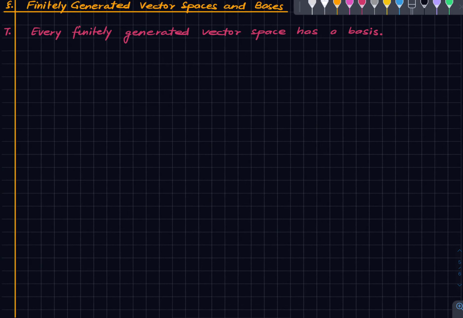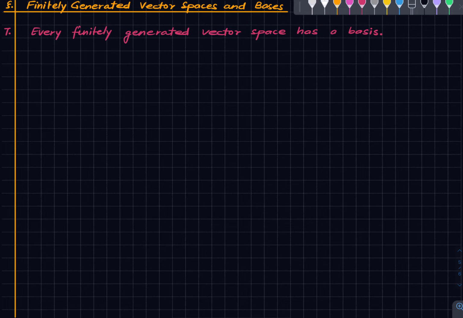Now for the most important thing. Every finitely generated vector space has a basis. For the space F^n, we explicitly were able to write down a basis, but the existence of a basis for F^n was just a consequence of the fact that F^n is finitely generated. So this is what we are going to do now, and I think this will be the last thing for this lecture.